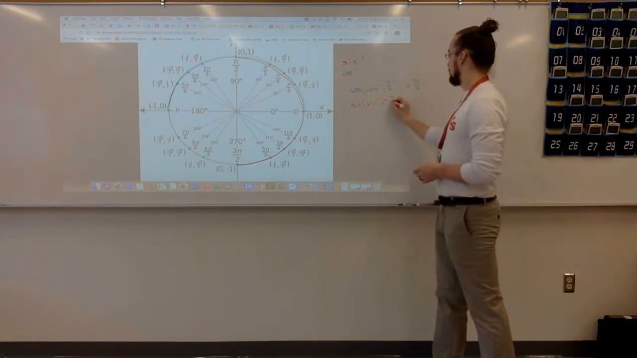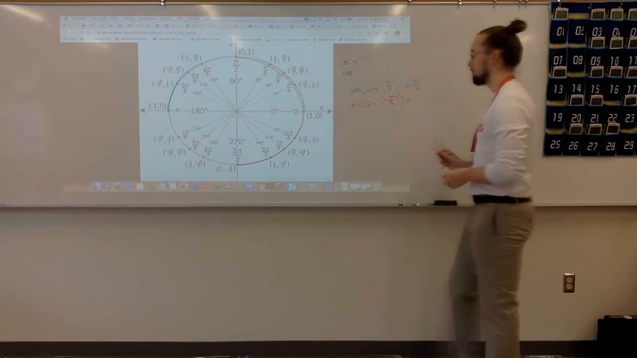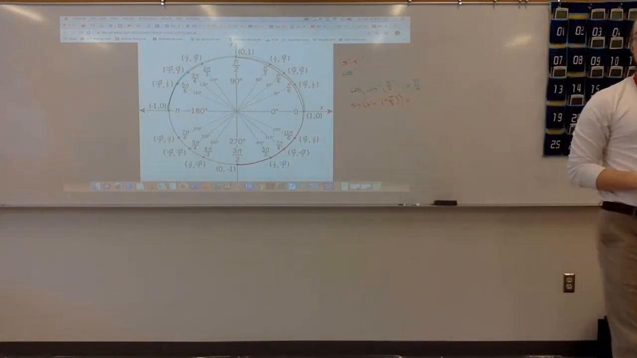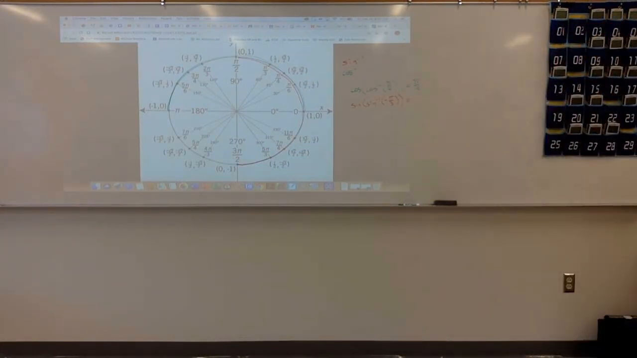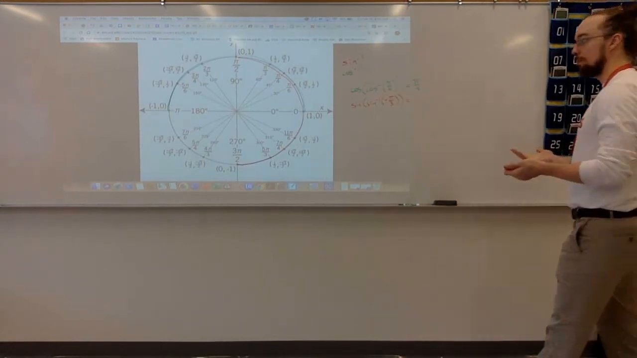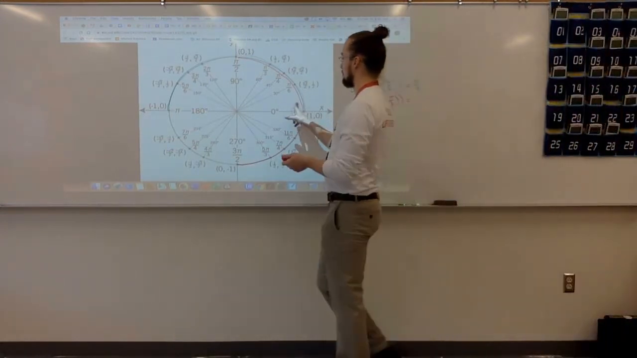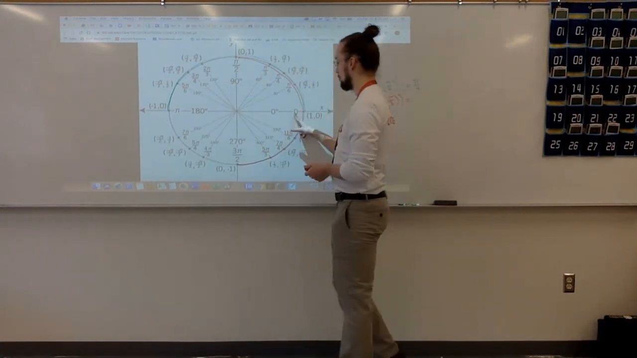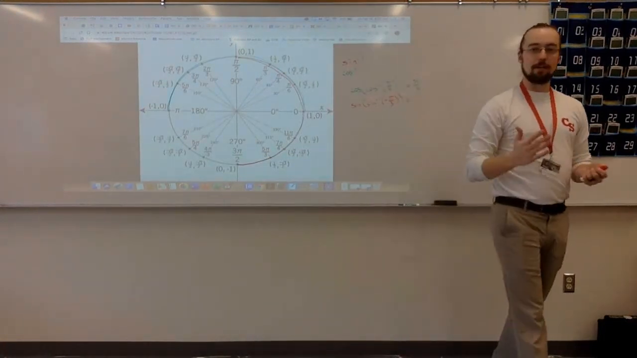negative pi over 3. Well, where is negative pi over 3 on the unit circle? Normally, we just define values from 0 to 2 pi. But where would negative pi over 3 be?